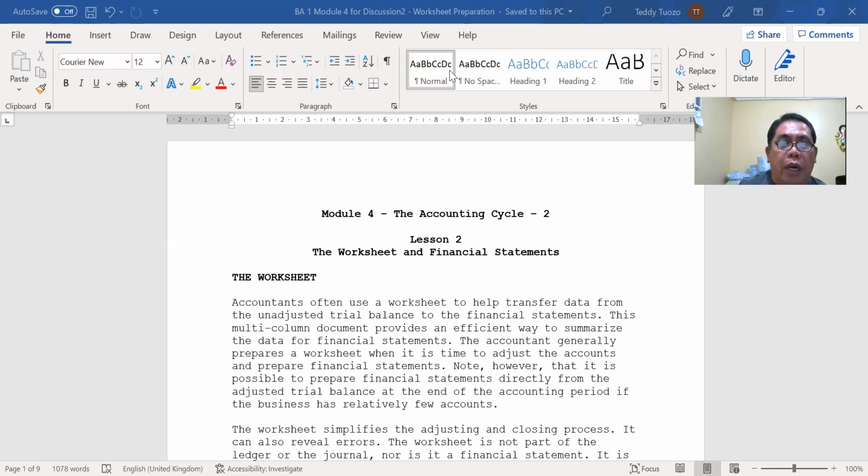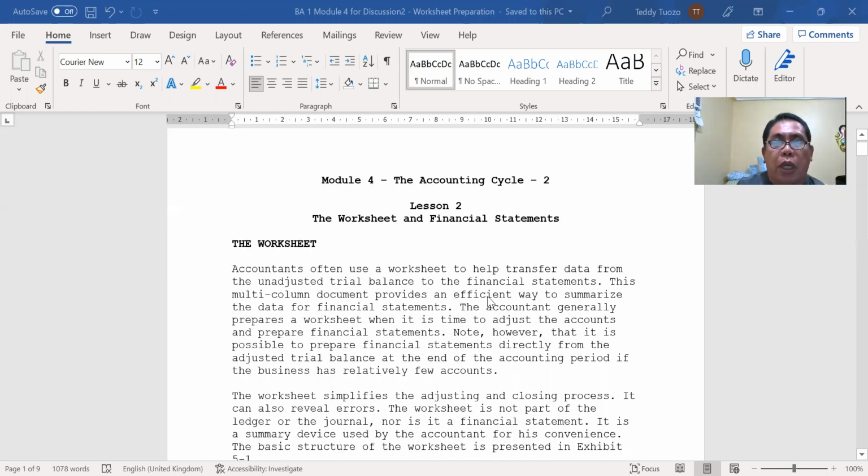Okay, so the worksheet. Accountants often use a worksheet to help transfer data from the adjusted trial balance to the financial statements. This multi-column document provides an efficient way to summarize the data for financial statements. So the accountant generally prepares a worksheet when it is time to adjust the accounts and prepare the financial statements. Note, however, that it is possible to prepare financial statements directly from the adjusted trial balance at the end of the accounting period if the business has relatively few accounts.